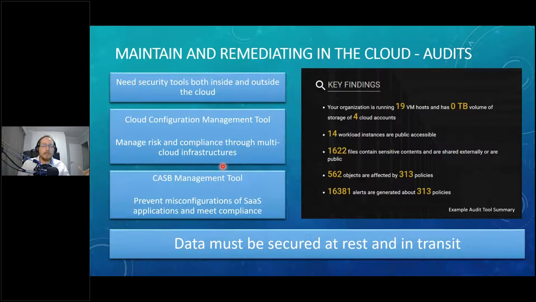And then the same thing for CASB, to prevent misconfigurations for SaaS applications and also meet compliance. So those are the three things you need to keep in mind to protect cloud. So how do you audit yourself? This is what it would take, and make sure that you're protecting your data at rest and in transit, getting back to that point.